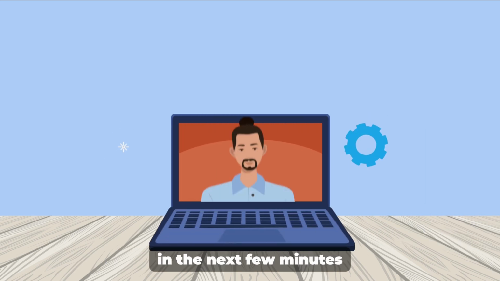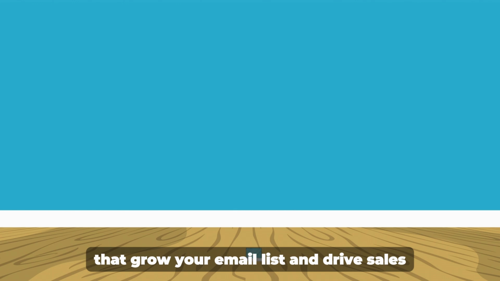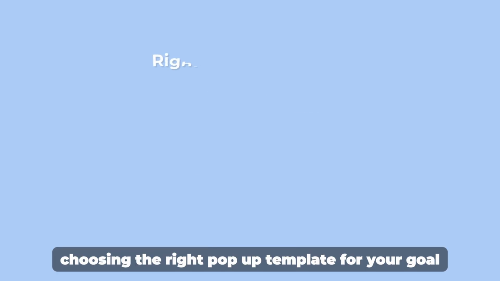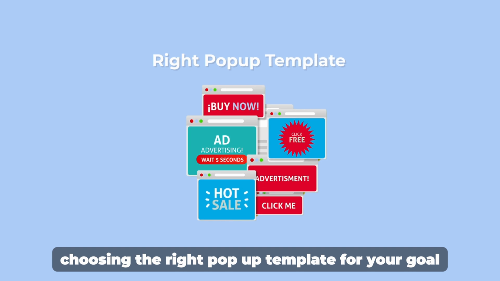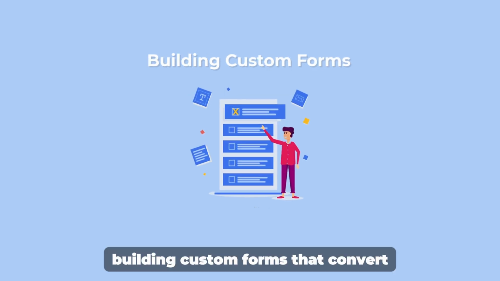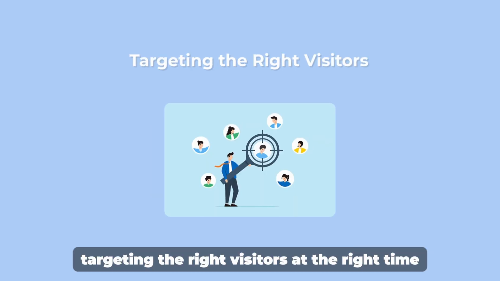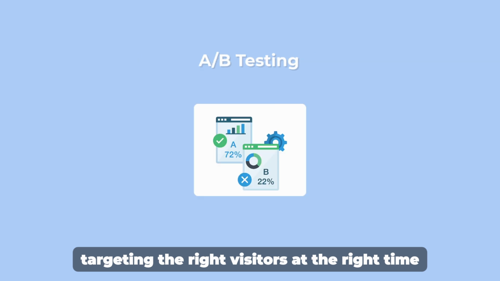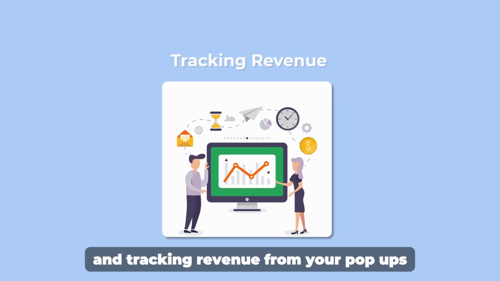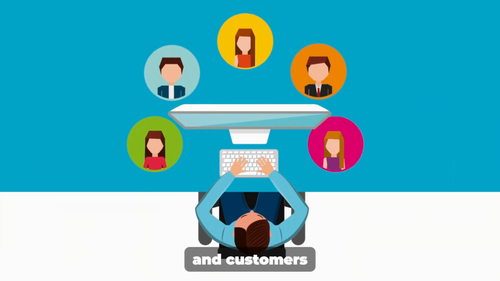In the next few minutes, you'll learn everything you need to create high-converting pop-ups that grow your email list and drive sales. We'll cover choosing the right pop-up template for your goal, setting up smart triggers that don't annoy visitors, building custom forms that convert, integrating with Klaviyo and MailChimp, targeting the right visitors at the right time, A/B testing to optimize performance, and tracking revenue from your pop-ups. Let's turn those visitors into subscribers and customers.